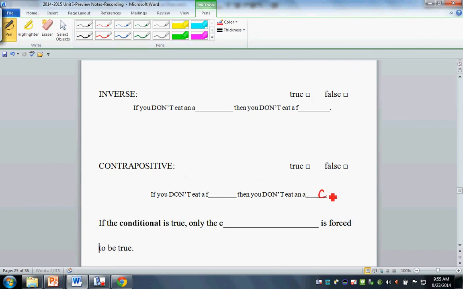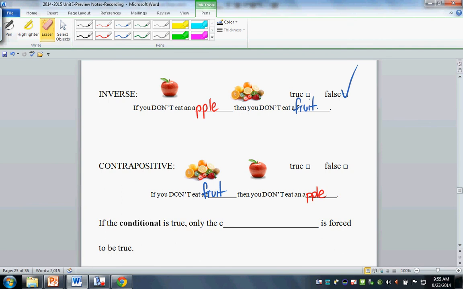Now look very carefully at this statement. Think this through logically. I'd like you to check the true or false on your own. Think it through. Take about 10 seconds. Is that true? If you don't eat a fruit, then you don't eat an apple. And the answer is yes, this is true. If you don't eat a fruit, then you can't be eating an apple because all apples are fruit.